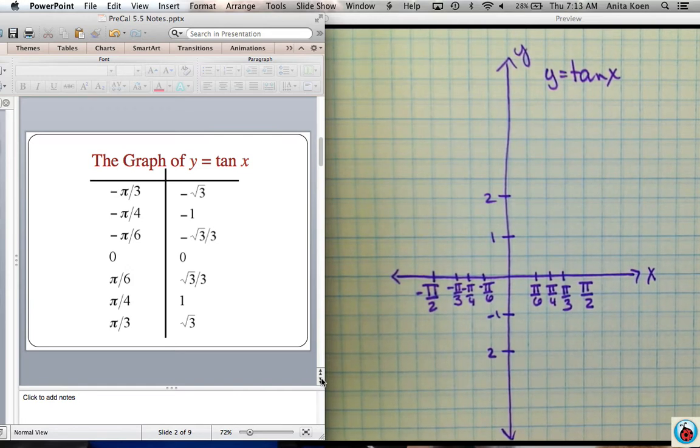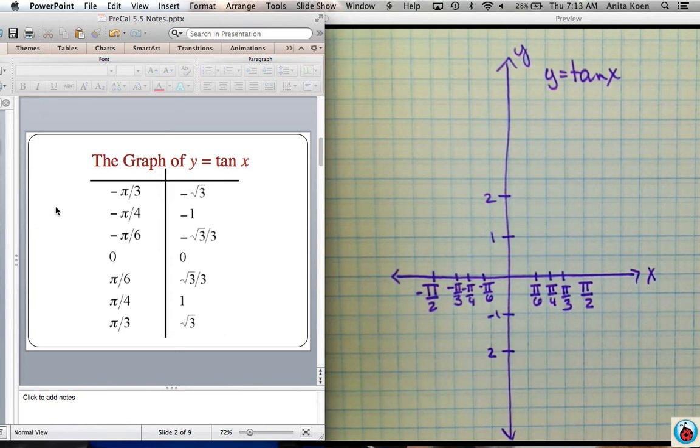If I wanted to graph y equals the tangent of x, the first thing that I would do is go to my unit circle and get some points off the unit circle so that I could find the tangent of several angles. So I use these four angles, 0, pi over 6, pi over 4, and pi over 3. And I found their tangents off of my unit circle information, remembering that the tangent is the sine divided by the cosine.